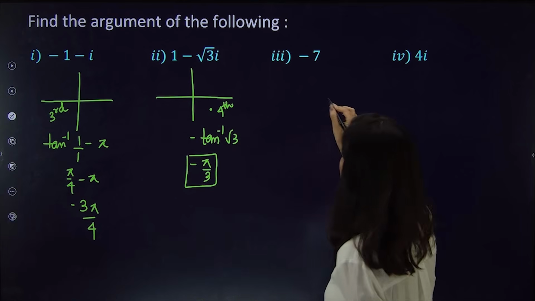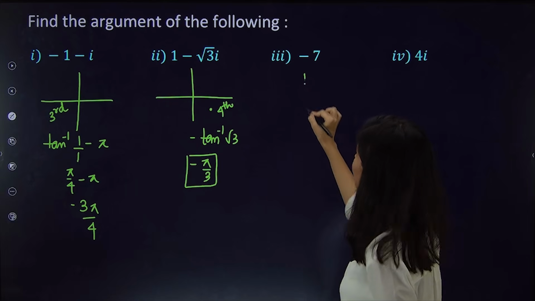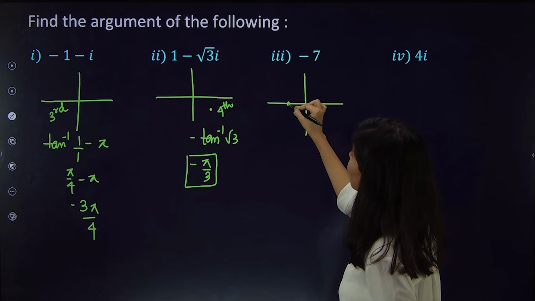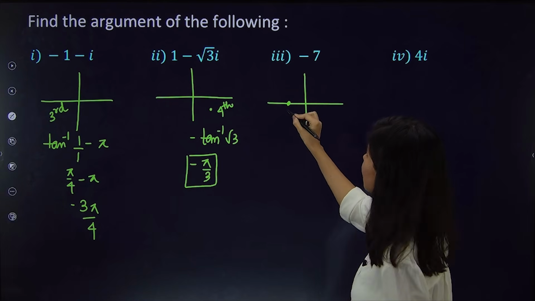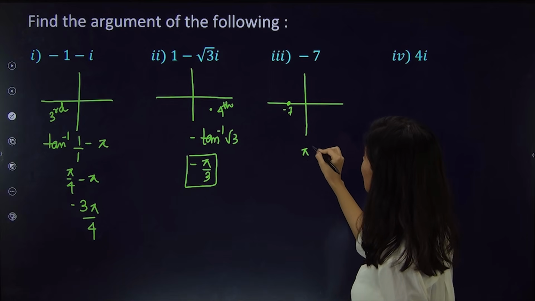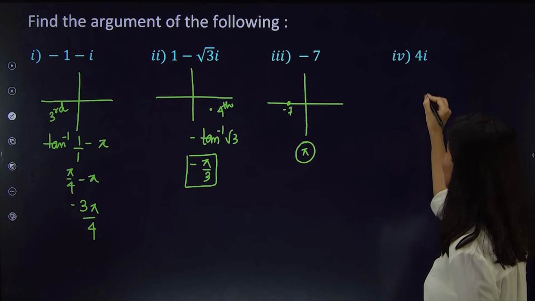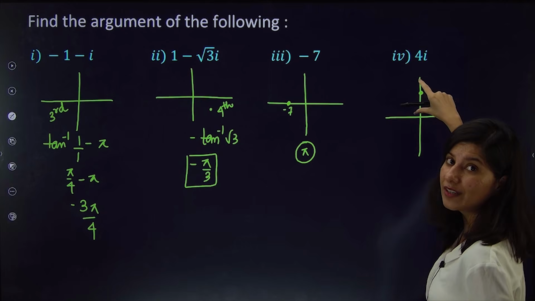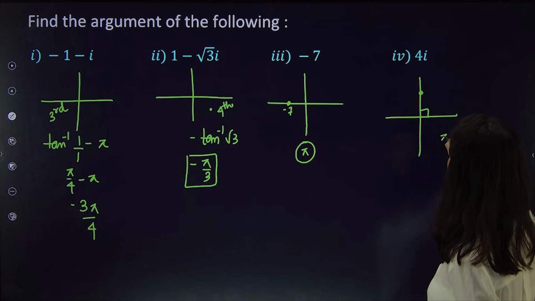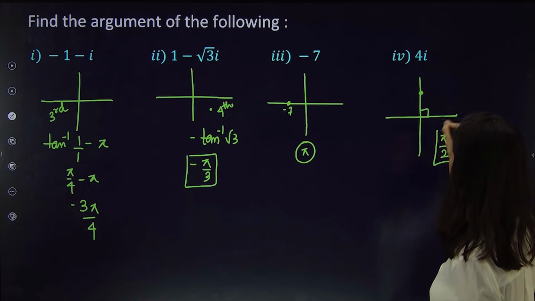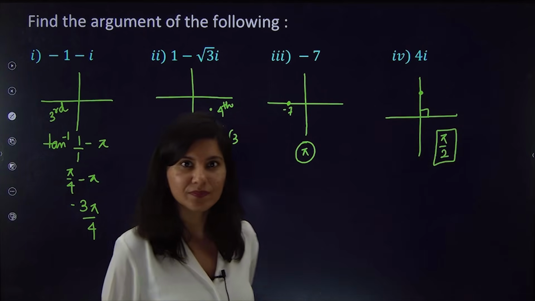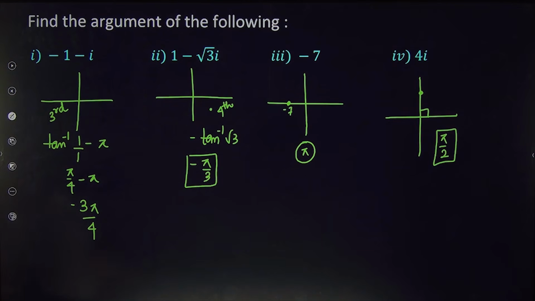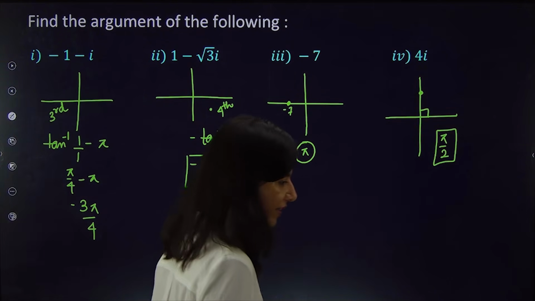Okay, first, this minus 7. The minus 7 is a purely real number. It lies on the real axis. Minus 7, so the angle is pi. We have just studied this. Next, 4 iota. Purely imaginary and lies on the positive imaginary axis. Pi by 2 is the final answer. Okay. I hope that now you are able to find the argument.